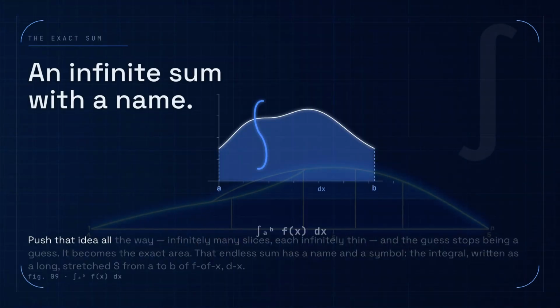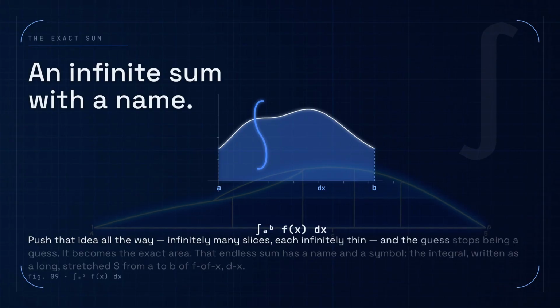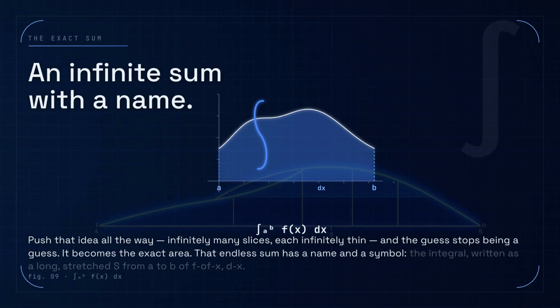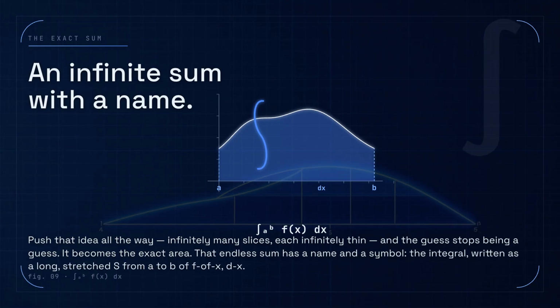Push that idea all the way. Infinitely many slices, each infinitely thin, and the guess stops being a guess. It becomes the exact area. That endless sum has a name and a symbol, the integral, written as a long stretched s from a to b of f of x dx.